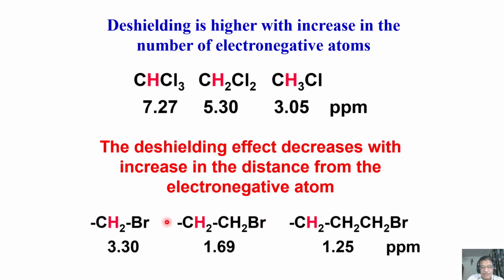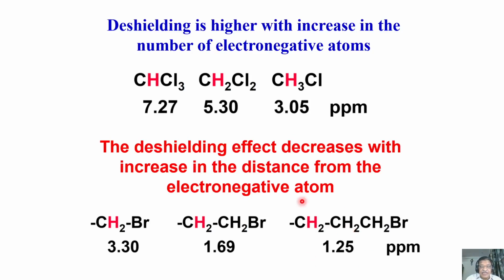The electronegative effect is much less here. Instead of 3.3, this proton now comes at high field, 1.69 ppm. Add one more CH2, lengthen it more, increase the length. Now this CH2 is far away from this bromine, so the inductive effect of this electronegative atom on the CH2 is even less. As a consequence, again it moved further to high field. It moved to 1.25 ppm.